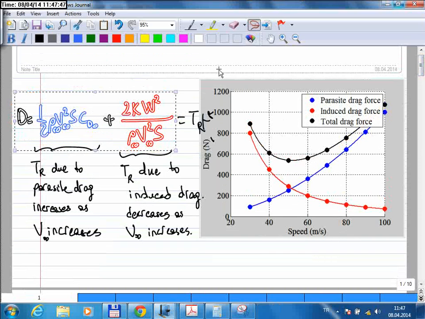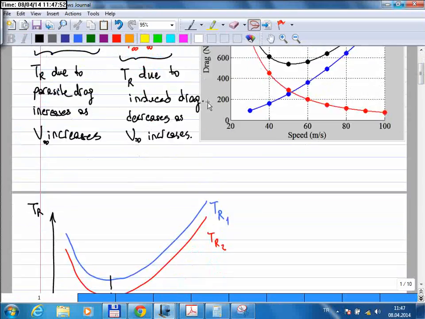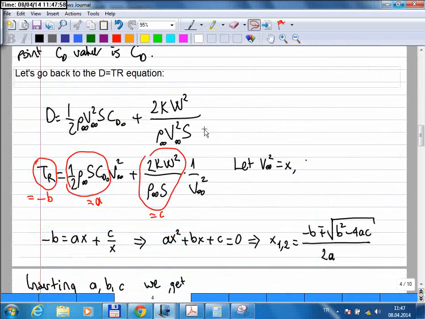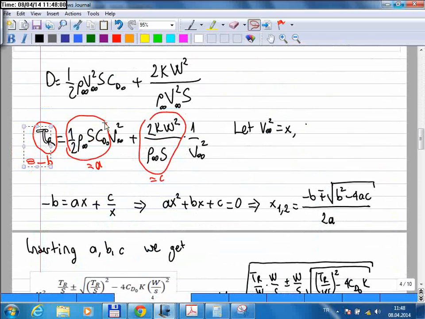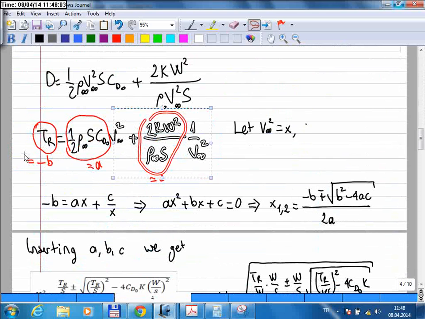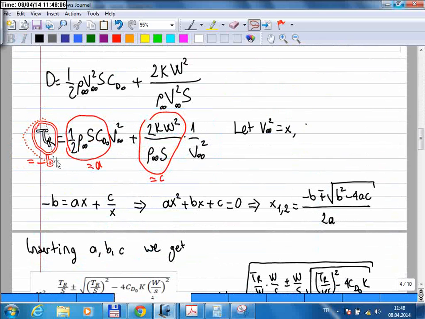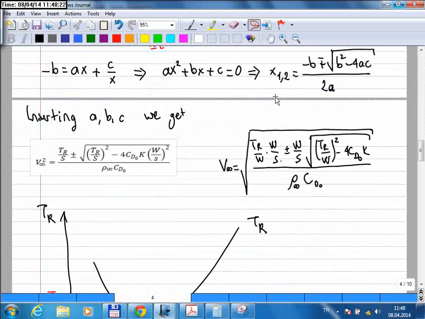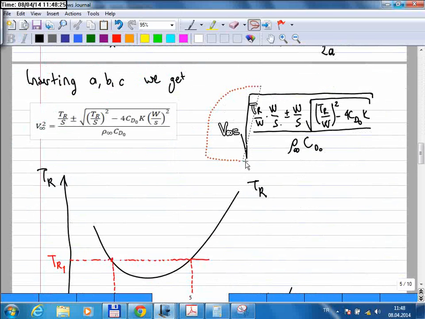Okay, and if you equate drag force to required thrust, let me go down. Okay, so this is what I'm talking about. So you take the drag equation and equate that to required thrust, then you can solve for flight speed from that equation. Whatever thrust required value you equate the drag force to will give you two solutions, and these solutions are given by this expression here.